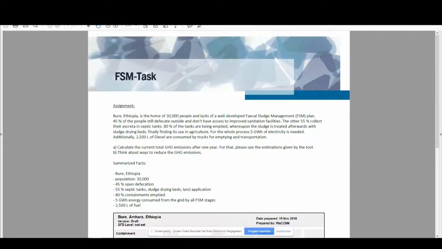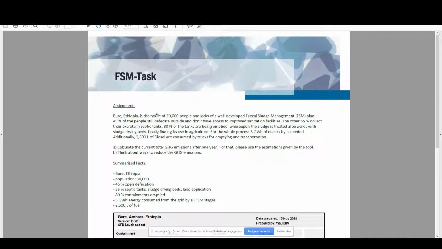Last time we learned how to read and use both the energy and the greenhouse gas summary. Now I would like to present you a short task and go through that task together with you. Here's the task. It actually just refers to the fecal sludge management stage and it's not applicable to the water supply or the wastewater stage. So here's the assignment.